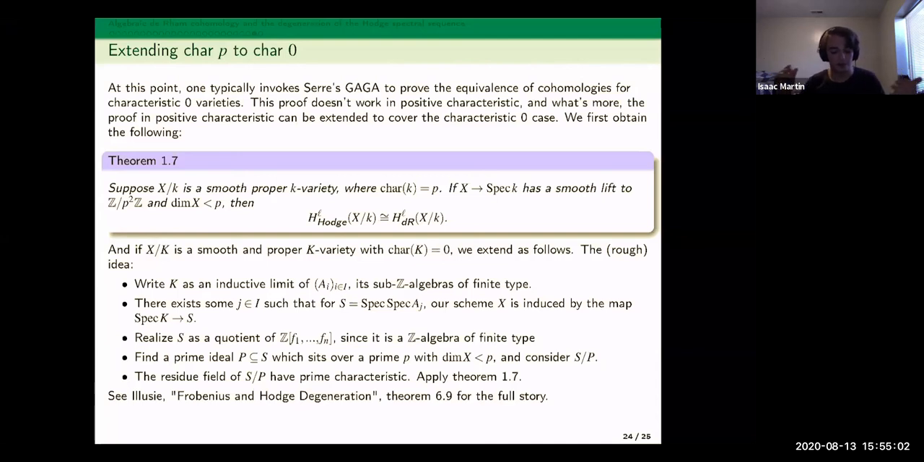Then, because S right here is a quotient of Z adjoined a bunch of stuff, since it's a Z-algebra of finite type, we can take a quotient by some prime ideal which lives over a prime in the integers. Once we do that, we end up with something that corresponds to X but is characteristic p. And if you do this correctly, and this is the part I don't really understand, then the dimension is preserved. So it suffices to prove it for this new characteristic p object, and that gives us the result for our original characteristic 0 object, which I think is kind of cool.